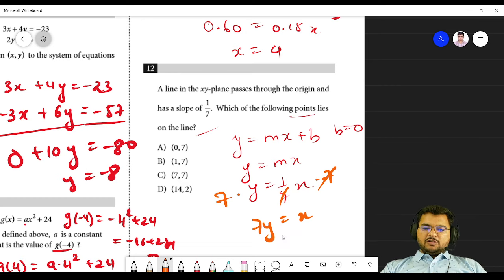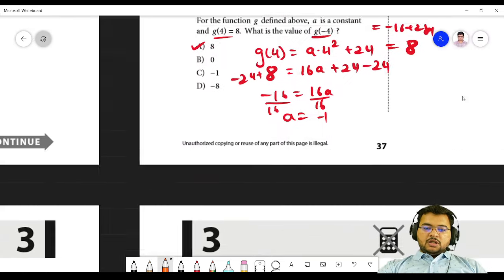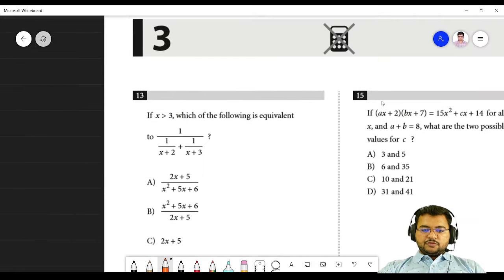Now, if y is 1, then x will be 7. Because x is 7 times y, it will definitely be more than y. So here 7, 0, okay, 0, 7, no, 14, 2. Yeah, it can happen, because y equals 2, then x equals 14. Option D is the right answer. This was the 12th question.